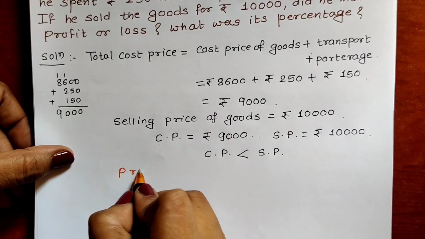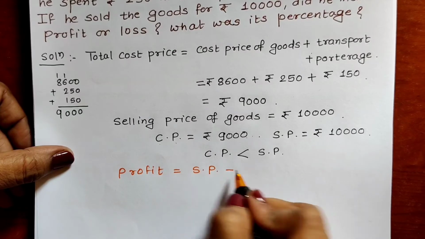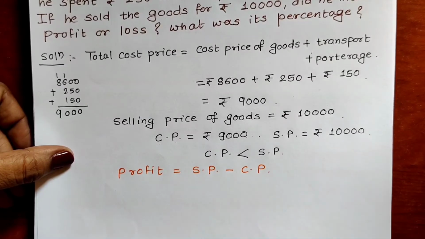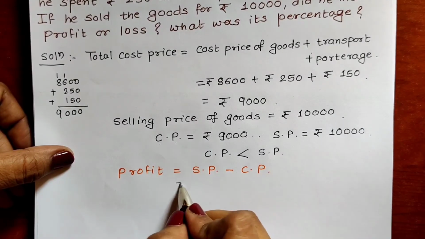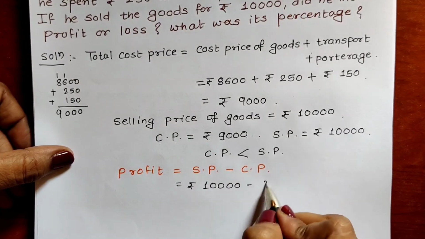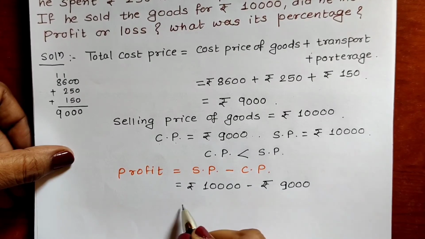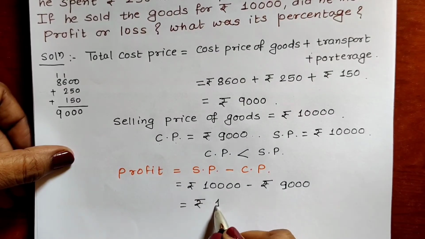So we have to apply the formula of profit. Profit is equal to selling price minus cost price. Put the values. Selling price is rupees 10,000. Cost price is rupees 9,000. What is 10,000 minus 9,000? It will be rupees 1,000, correct?